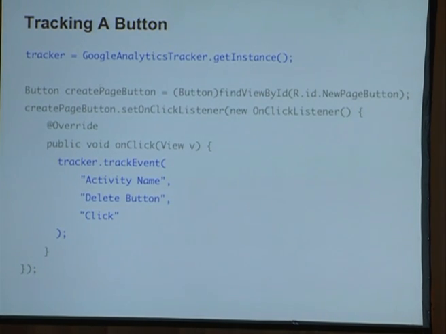Tracking events is just as easy. The canonical, basic example for event tracking is tracking how many times people click on buttons. In this case, on the listener, on the on-click event, we just call tracker.trackEvent, and we can pass an activity, the actual action, like delete button, and what we're actually doing, click. So with event tracking, this is the basic way to track events.